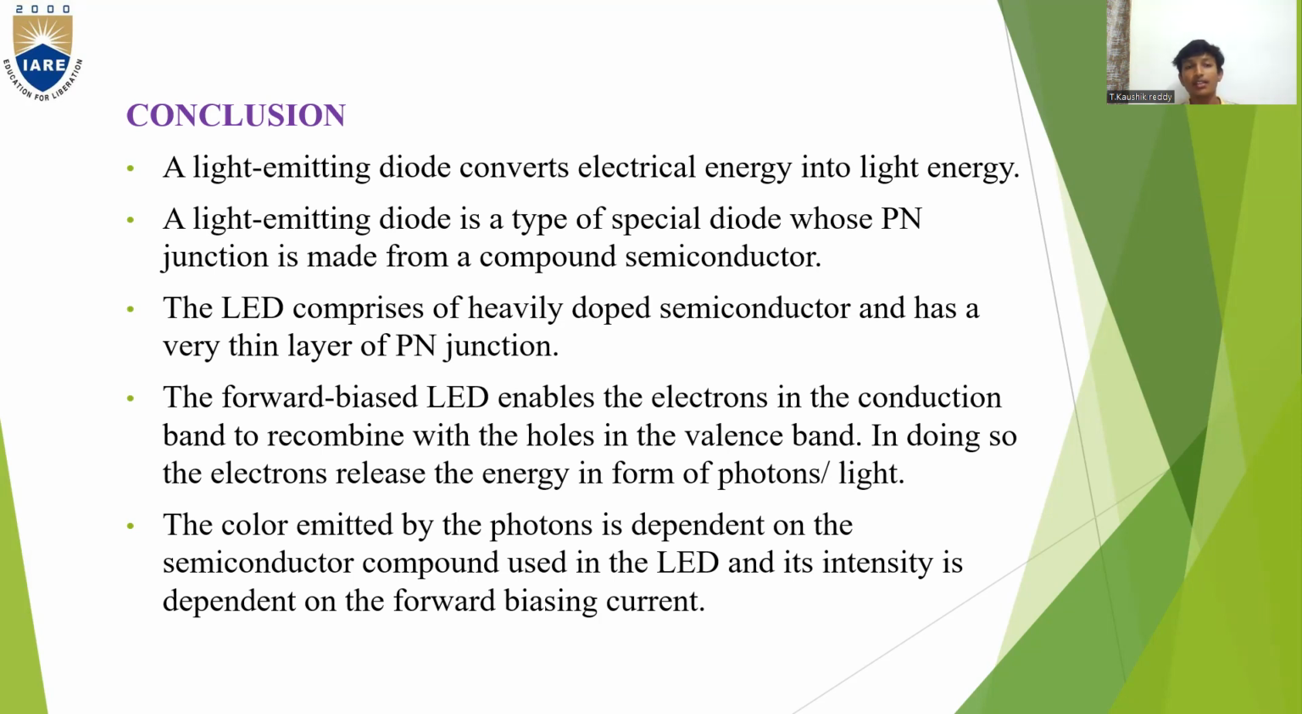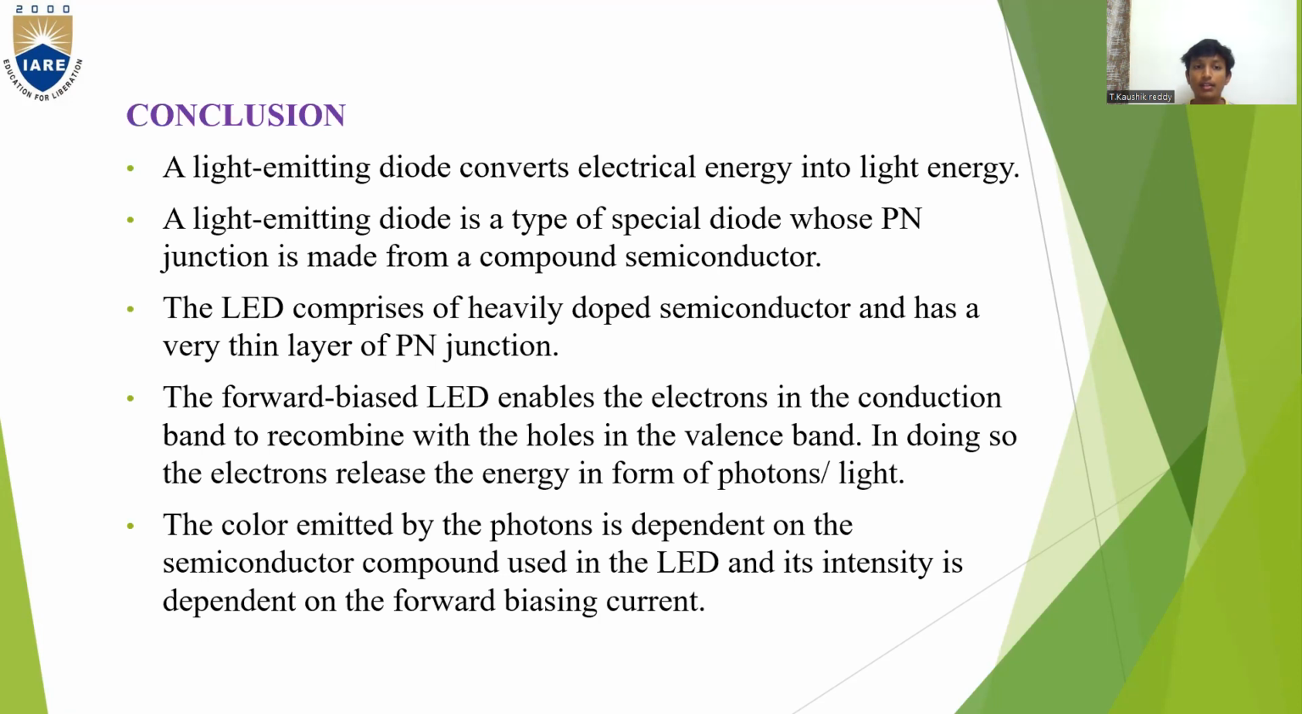So basically, I conclude a light emitting diode or LED is nothing but a device which converts electrical energy into light energy, which provides light that makes humans see clearly with good vision, not a black vision. And the color emitted by the photons is dependent on the semiconductor compound used in the LED, and its intensity is dependent on the forward biasing current.